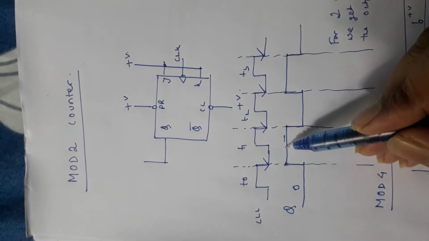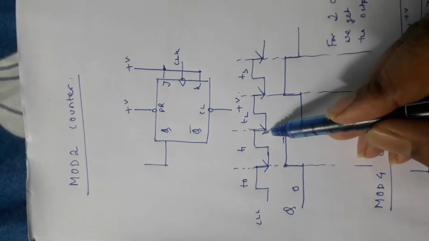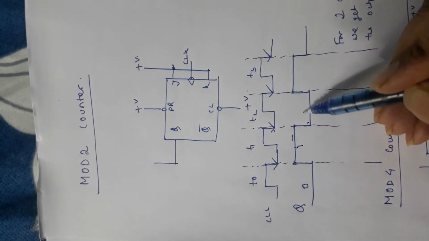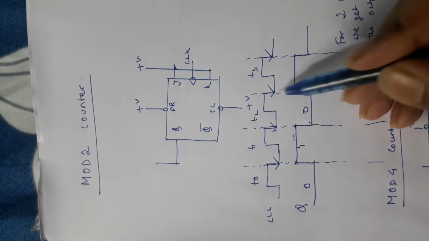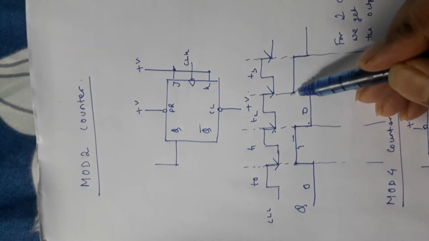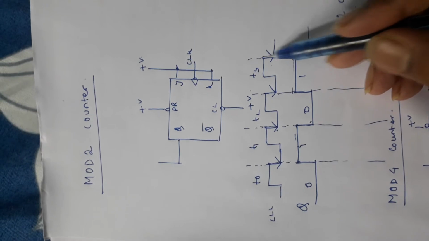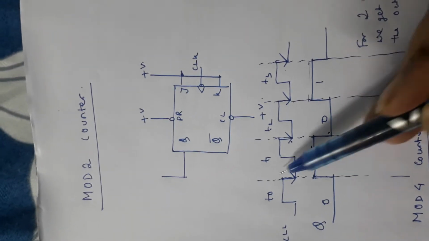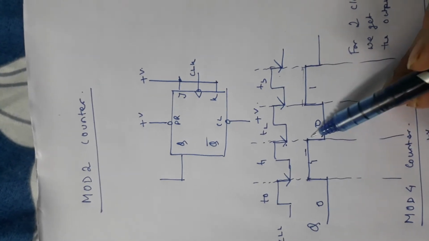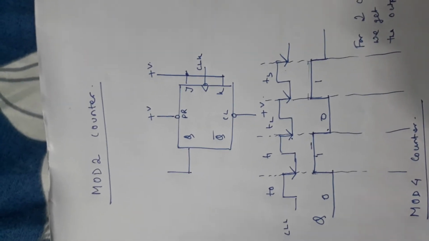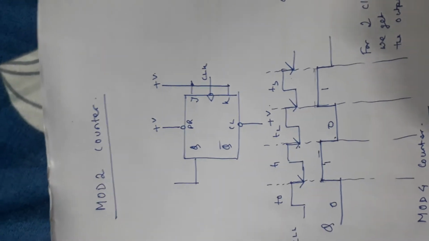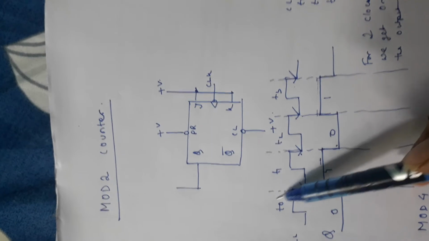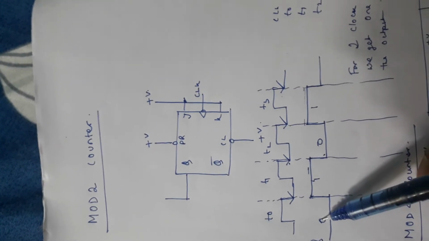It remains 1, and when the next negative edge comes, it becomes 0, right? Then again when the negative edge comes, it becomes 1, and when the negative edge comes again, it becomes 0. So this is toggling, right? It was 0, then when the negative edge comes, it becomes 1, and then goes on. So what we are getting here is, in this T0 clock state, the output remains 0.